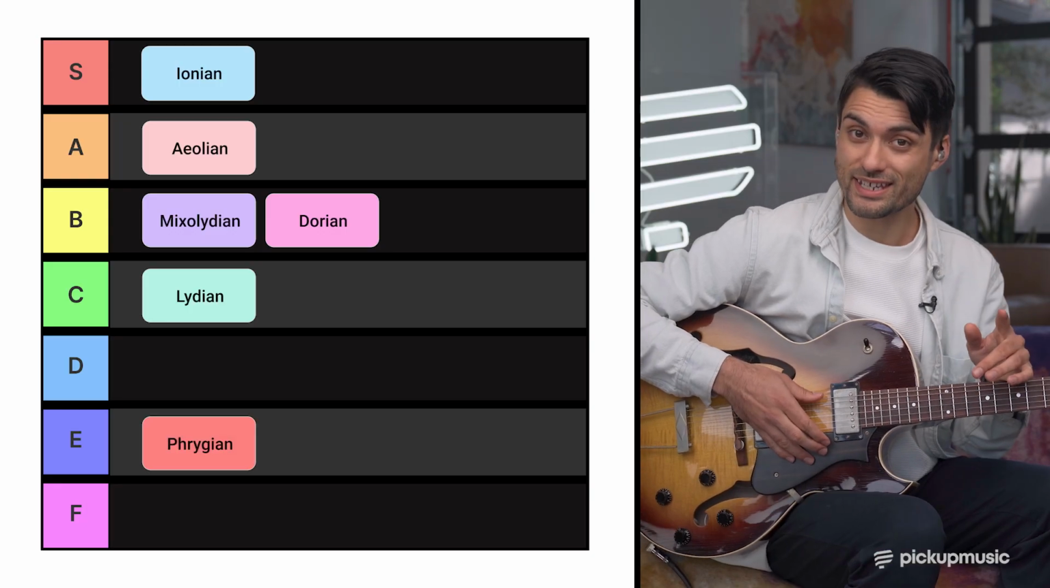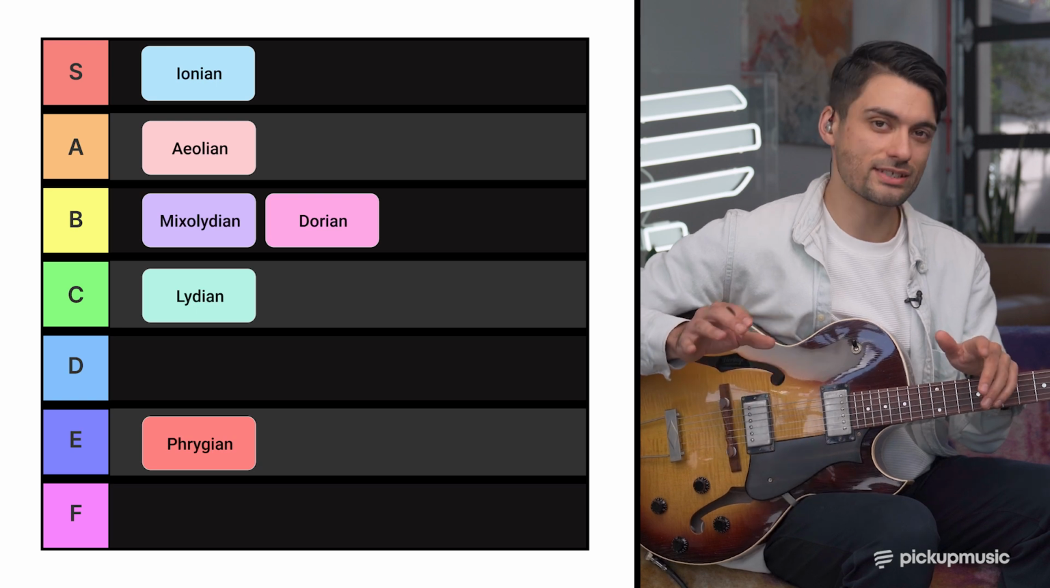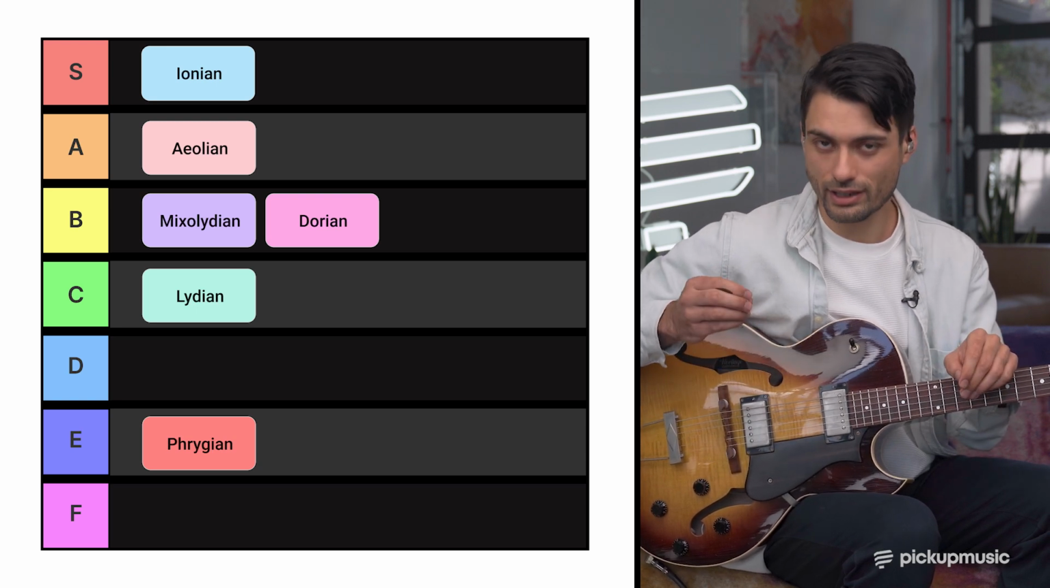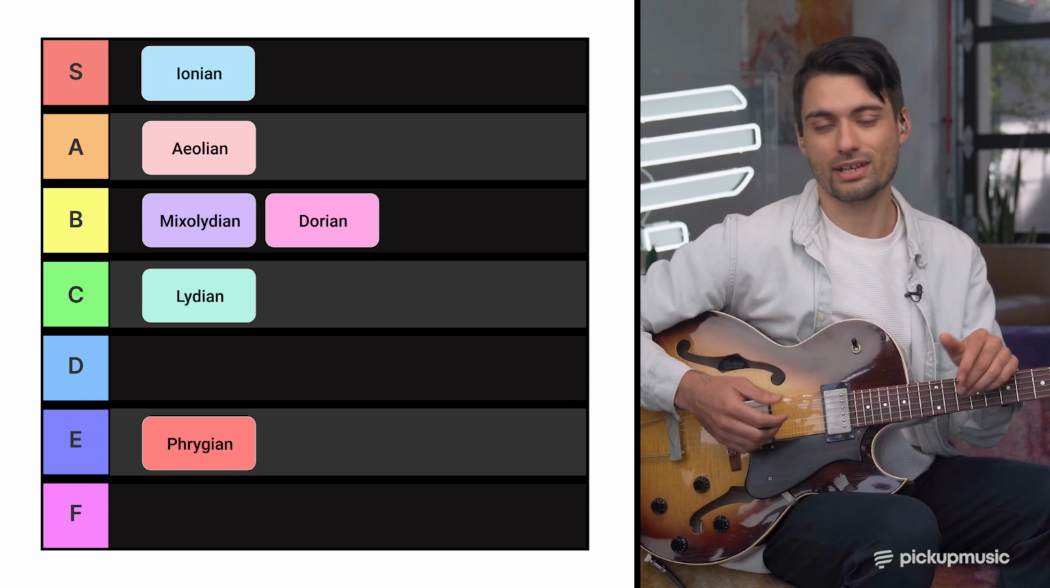Now, this lesson will be a little bit more brief compared to the other scales because it's less commonly used in the music we teach at Pickup Music, although it is a very fun scale to explore. I'm putting Phrygian in the E tier because it's less used than something like Dorian or Aeolian, but it is still an enjoyable one. So let's walk through the nice spots within this scale.